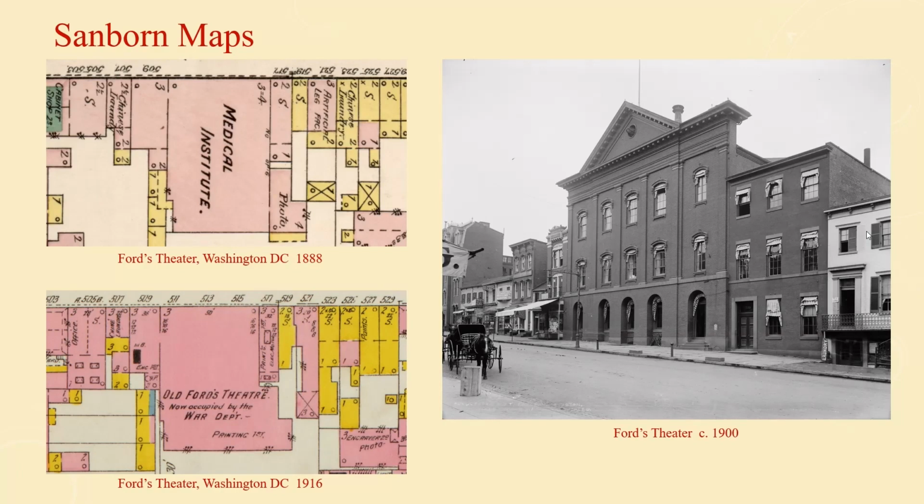What happened after Lincoln was assassinated is, for some reason, people didn't want to go to see a play in the theater there anymore, and so the interior was gutted, and floors were built in there, and it was turned into an office building. And by the late 1800s, when this map was made, Medical Institute, there actually were agencies of the federal government. Medical-related agencies were in the building. 1916, on the Sanborn map, it is identified as Old Ford's Theater, and the War Department was occupying the building.